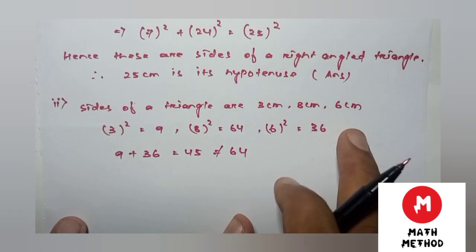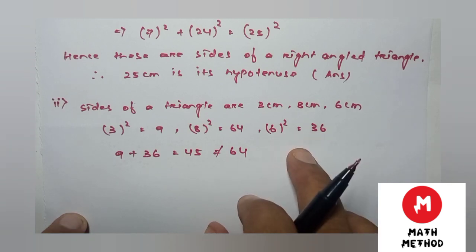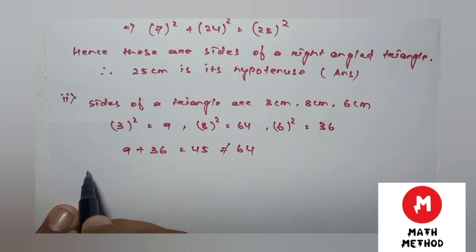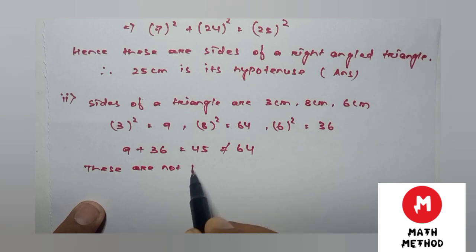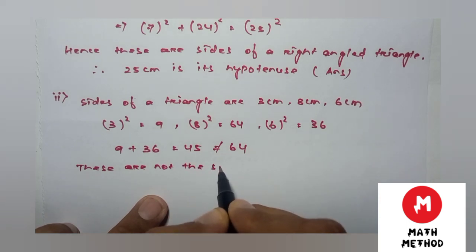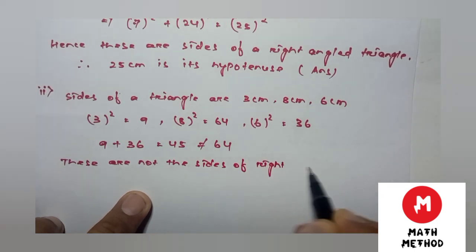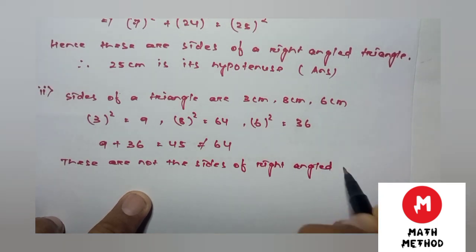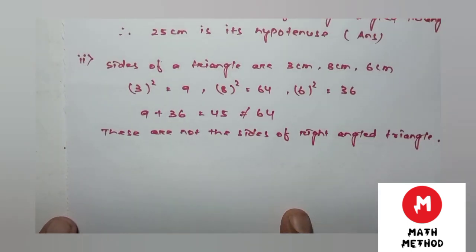Clear? We will write: this does not satisfy the Pythagoras triplet. Hence these are not the sides of a right angle triangle. Clear? This is our answer. So you have to prove like this with the other parts 3 and 4 of question number 1. Clear? Now I will solve question number 2.